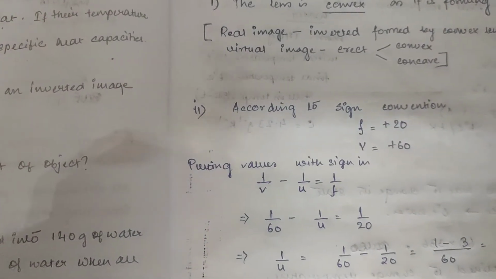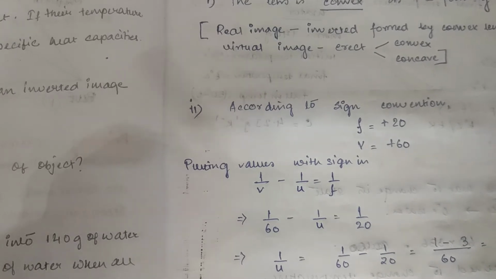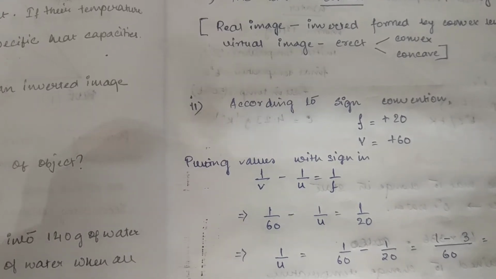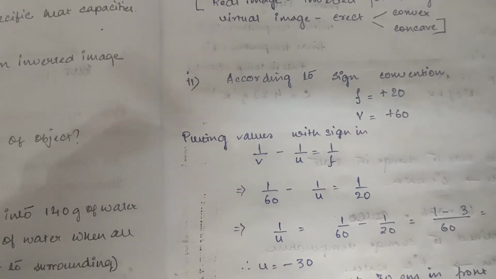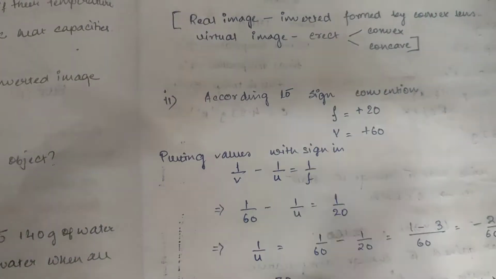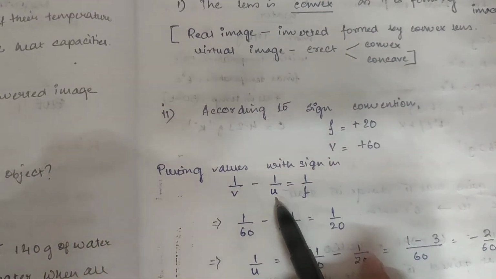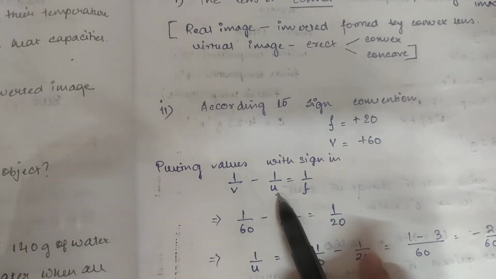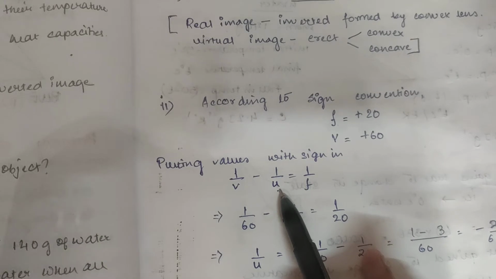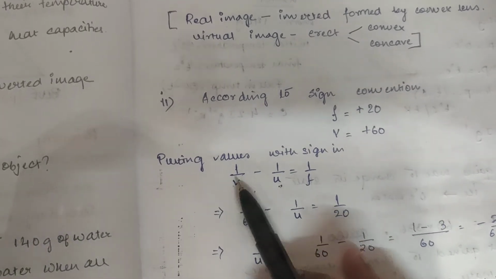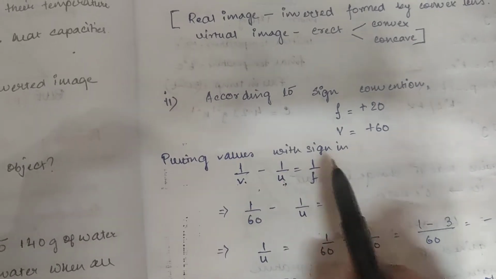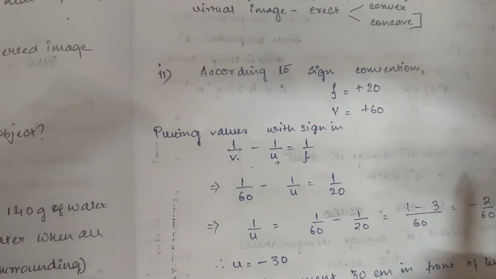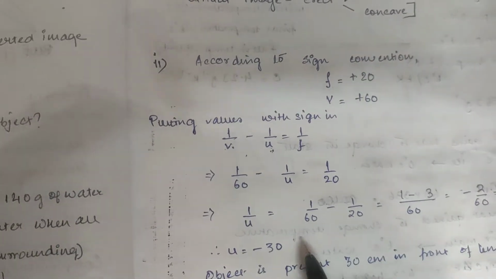How will I find it? First, sign convention. Focal length for convex lens is positive and V is positive. Why? Because it's a real image. I've already explained sign convention. So where will you put the values? In the lens formula. Now, have I substituted the sign of U? No. Notice I have not substituted the sign of U, because I will get the sign along with the value automatically. If I had to find V, I would not substitute the sign of V. I will substitute the signs of the rest, and when I solve, I'll automatically get the sign as well as the value. See, I've got -30.